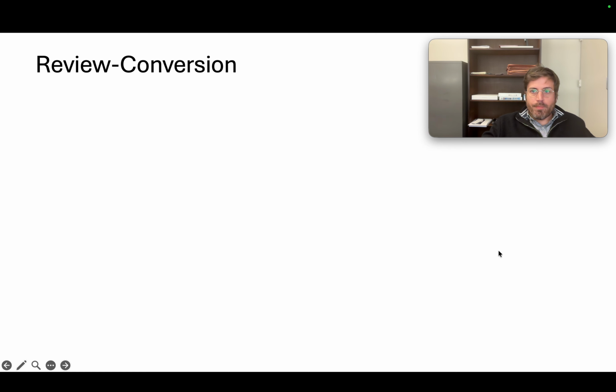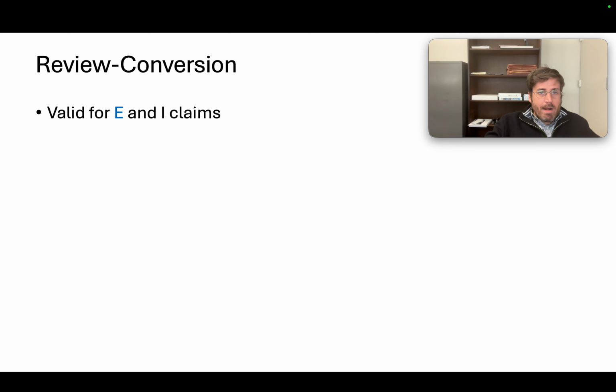Now let's review one of our immediate inferences, which is the move that we've called conversion. Remember that with categorical propositions, there are certain types of propositions that allow us to transform single sentences into their logical equivalents. In other words, to generate a sentence that logically means the same thing, even though the relationship of the subjects to the predicates might be different. Remember that conversion is valid for E and I claims. It is valid for universal negative and particular affirmative claims.